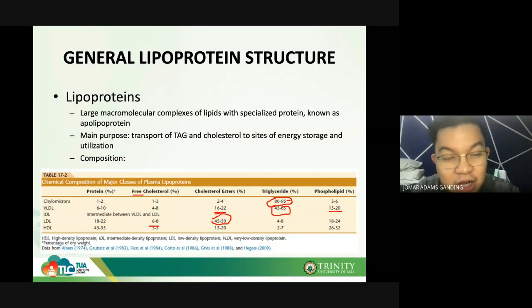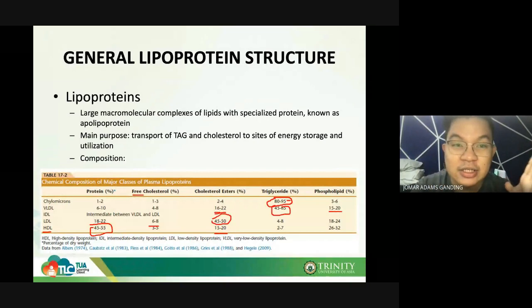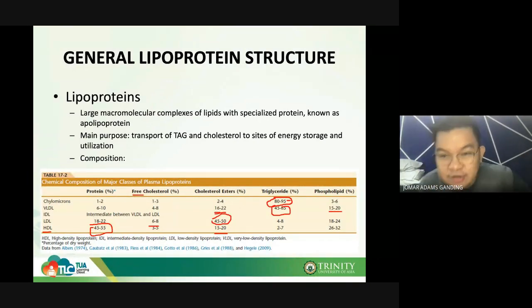And finally, we have your HDL. Your HDL carries your cholesterol. Sir, you say cholesterol, but it's only 15-20%. Yes. But the majority of your HDL is actually composed of your apolipoprotein. It is composed of 45-55%. And I will explain why HDL has that kind of characteristic. Can everybody hear me loud and clear? Can I see a raise of hand?